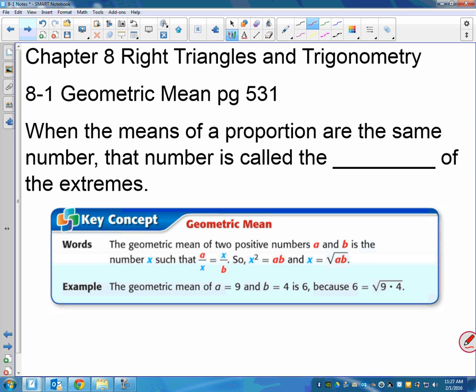So geometric mean, I feel like the words are kind of confusing sometimes, but it says when the means of a proportion are the same number, that number is called the geometric mean of the extremes.